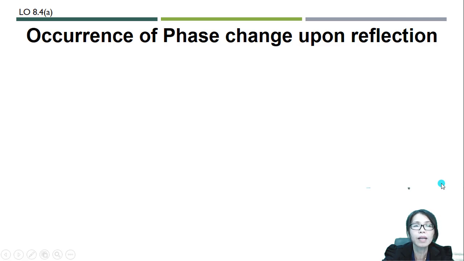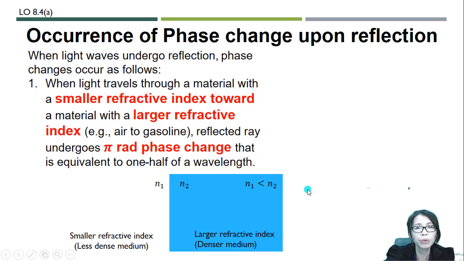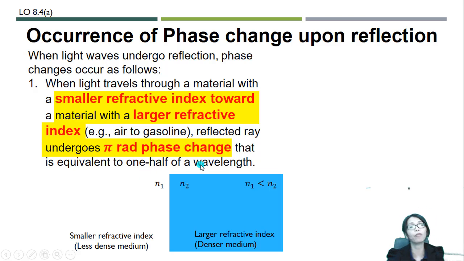So class, in order to understand the interference of thin film, we need to understand what is meant by occurrence of phase change upon reflections. So when light wave undergoes reflections, phase change occurs as follows. When light travels through a material with smaller refractive index towards the material with larger refractive index, for example, air to gasoline, the reflected ray will undergo pi radian phase change that is equivalent to 1/2 of a wavelength.